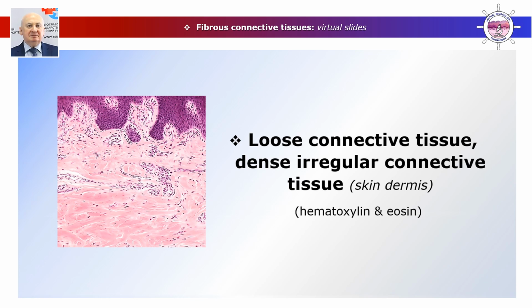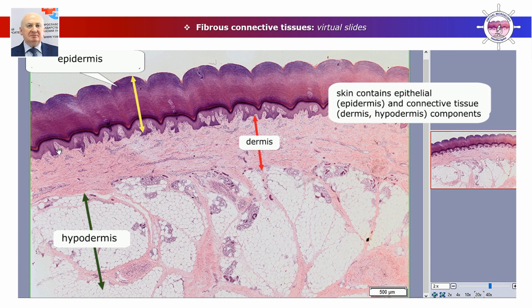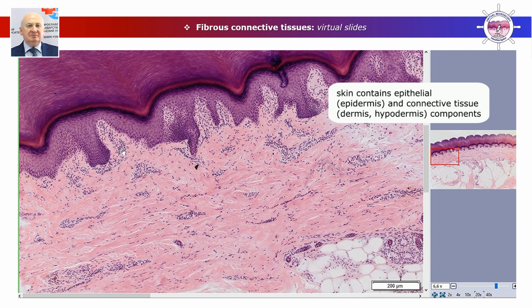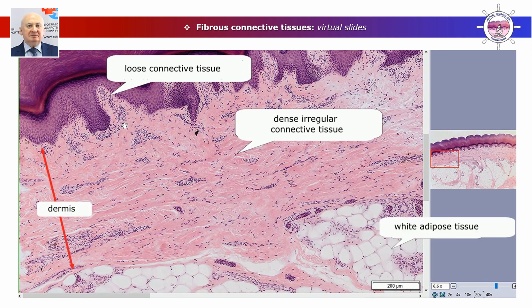The skin contains epithelial, epidermis, and connective tissue, dermis and hypodermis, components. Loose connective tissue lies beneath the epidermis and forms the papillary layer. Dense fibrous irregular connective tissue forms the reticular layer. The main component of the hypodermis is white adipose tissue organized into lobules.